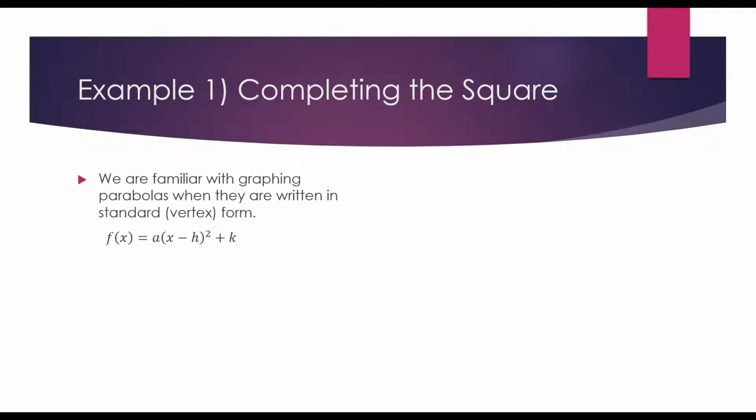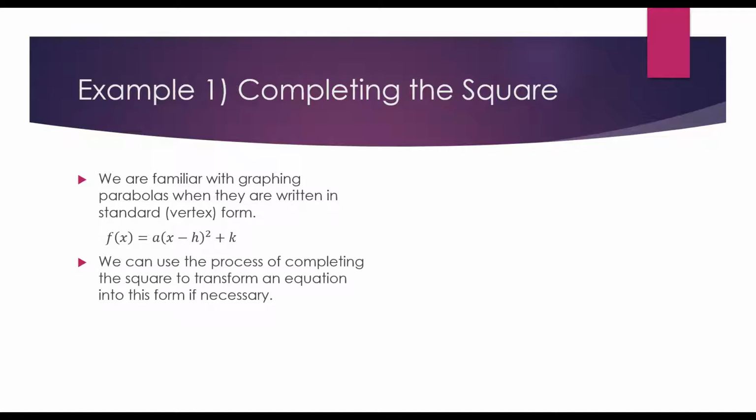You should be very familiar with graphing parabolas when they're written in what your book calls standard form, but every other textbook calls vertex form. We know the number inside the parentheses is going to move our graph left and right. This number out here is going to move our graph up and down. And the number out in front of the parentheses is going to give us our stretches, shrinks, and reflections. And we can use completing the square to take an equation that's not in that form and transform it.